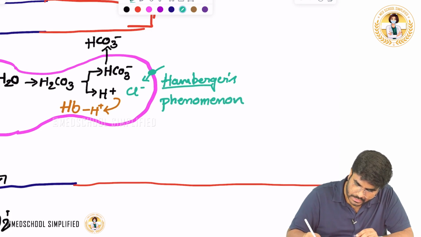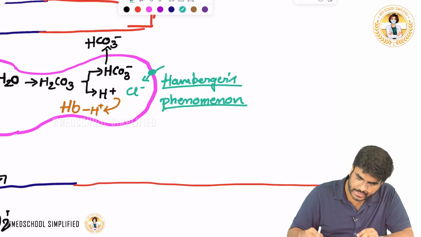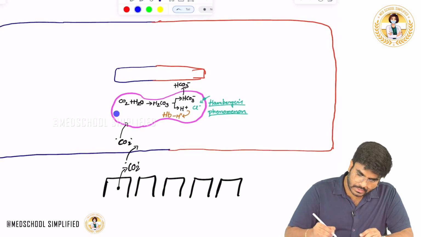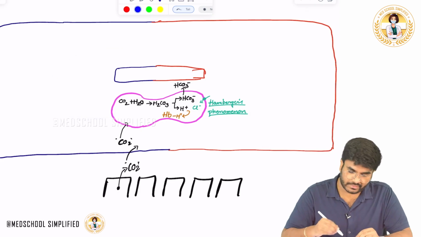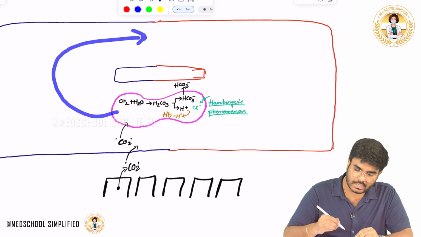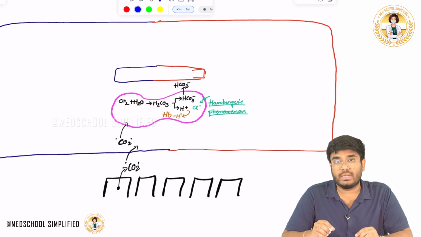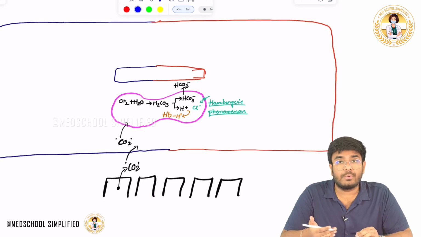Okay, Hamburger's phenomena, also called chloride shift. Now look, this venous blood is going to come towards your lungs. So what happens at the level of your lung? Exactly opposite things will start to happen.